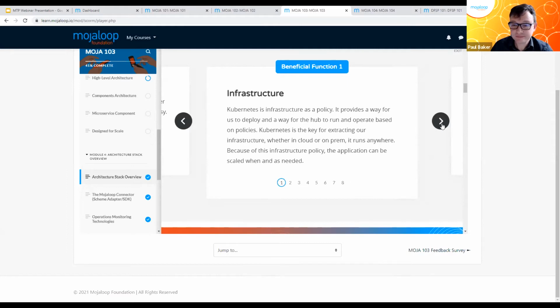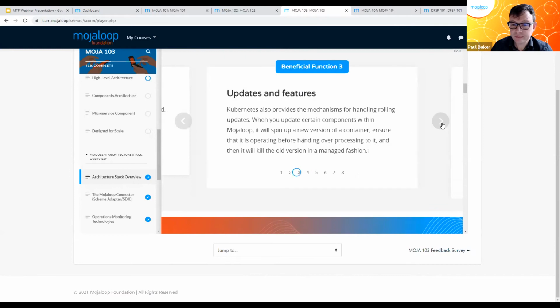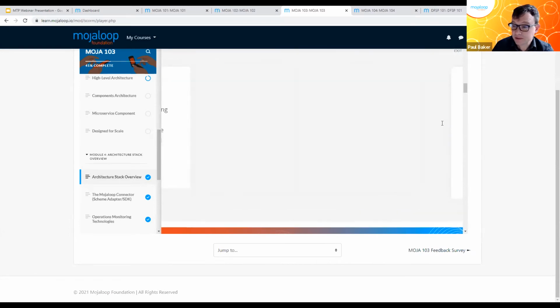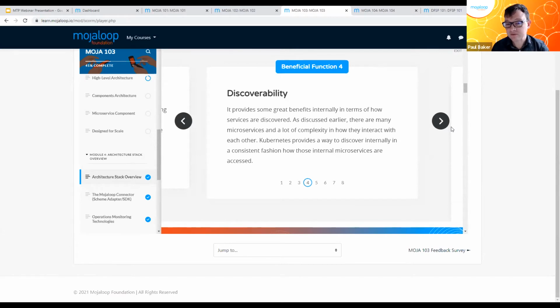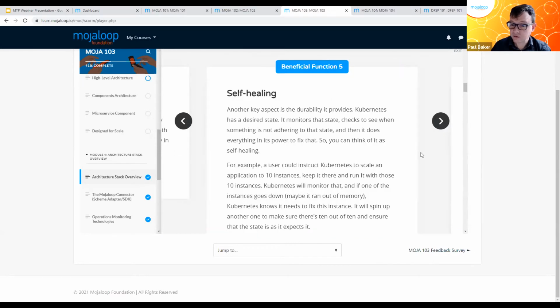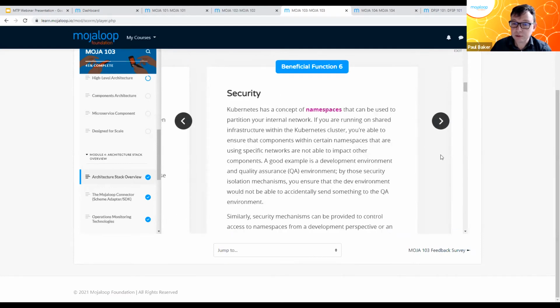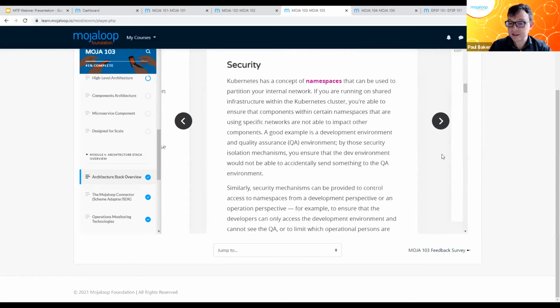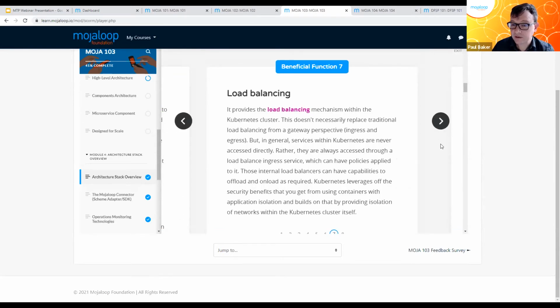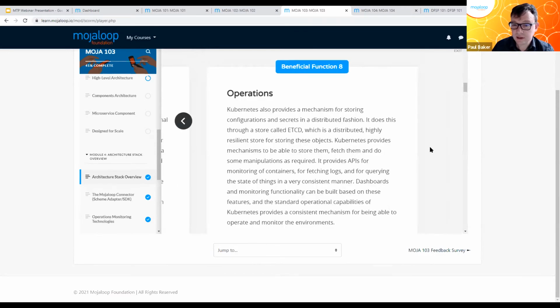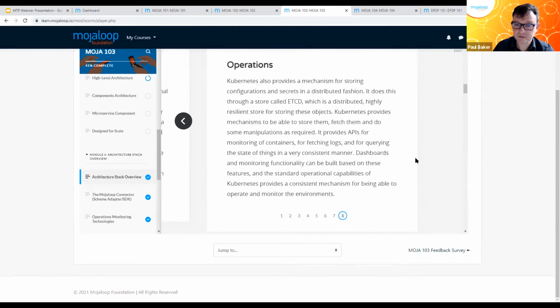It's infrastructure as policy. It's scalable. It's got a way of rolling out updates while you're live. It's built in. It's got discoverability, so the different microservices know how to find each other and talk to each other. It's got self-healing, so if things go wrong, it corrects itself. It's got built-in security, so within the cluster itself, you can decide the security between the components. And then it's got load balancing on the ingress and egress handlers. And as part of the operations, it's got a mechanism for managing encryption keys and sharing them to the appropriate microservices.